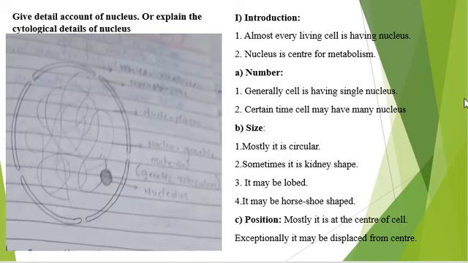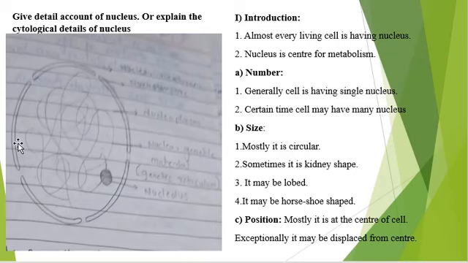Regarding the number of nuclei, generally cells have a single nucleus, but at certain times many nuclei are present in the cells. Mostly the nucleus is circular in shape, but sometimes it may be kidney shaped, lobed or horseshoe shaped. As for the position of the nucleus, it is mostly present at the center of the cell, but exceptionally it may be displaced from the center.